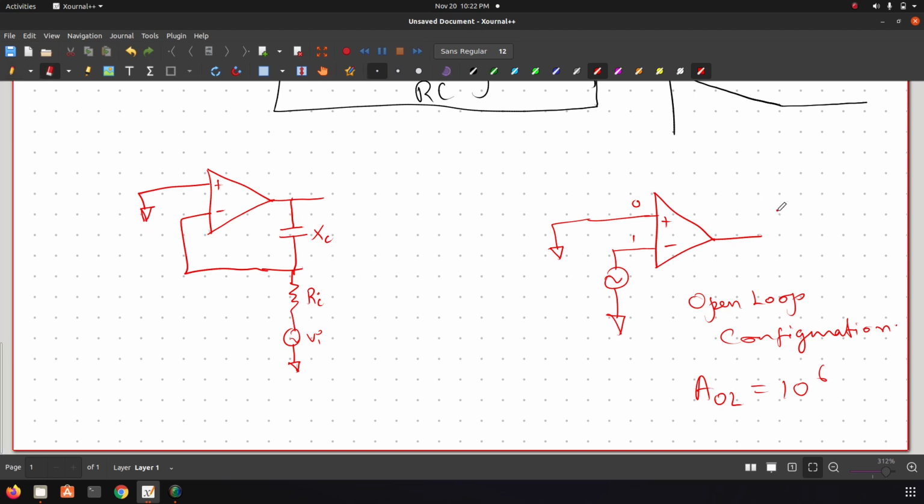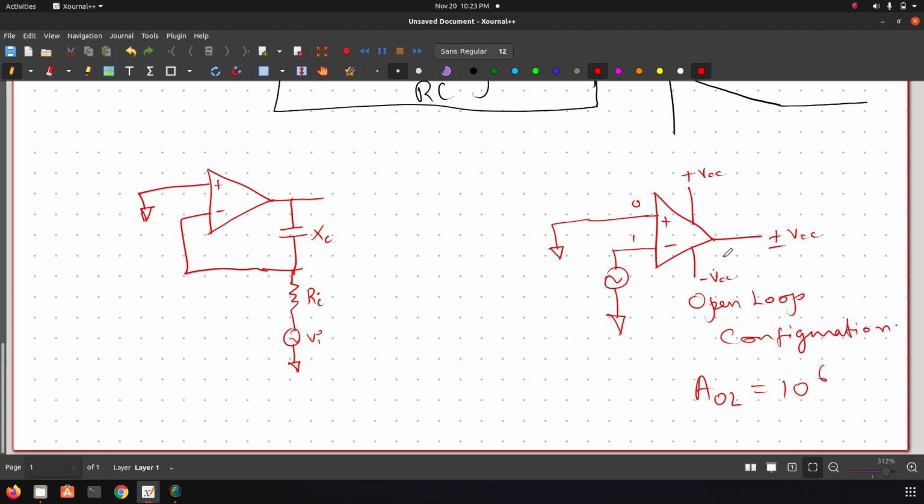Instead, what the op-amp does is it will go to the saturation point. It will saturate at the biasing voltage, so the output will be plus VCC or minus VCC, depending on the signal. If it is a positive signal, then we will have a negative saturation, and if it is a negative signal, we will have a positive saturation.